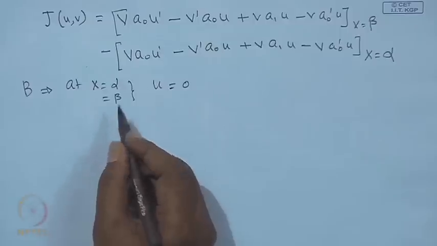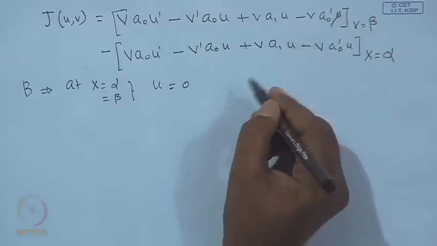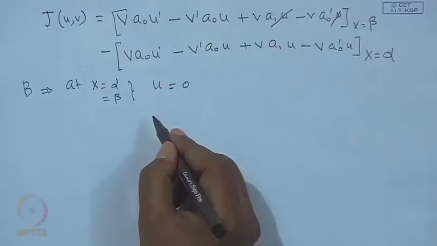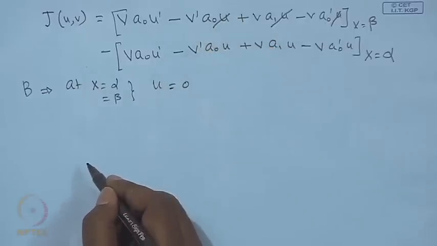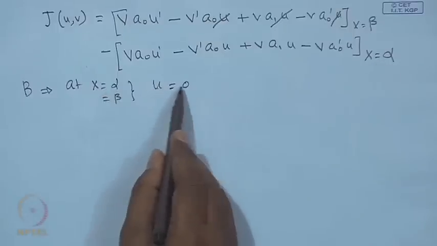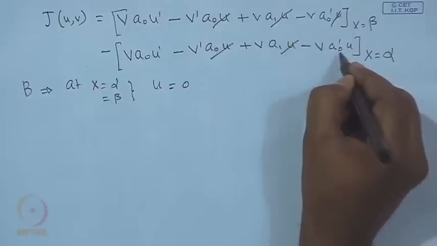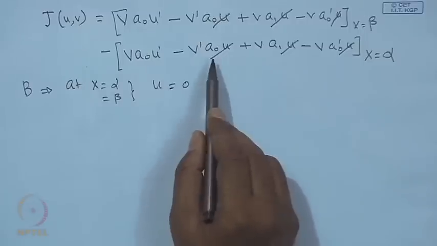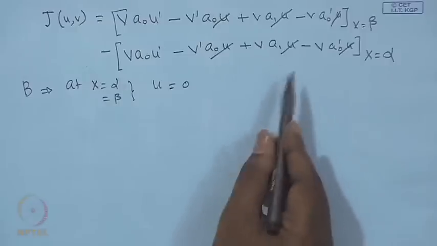So, therefore, at x is equal to beta, u is equal to 0. So, this term is gone. At x is equal to beta, this term is also gone. Similarly, at x is equal to alpha, we had u is equal to 0. So, therefore, this term is gone, this term is gone, this term is gone, irrespective of the value of v and v prime and irrespective of the value of a 0, a 1 or their primes.